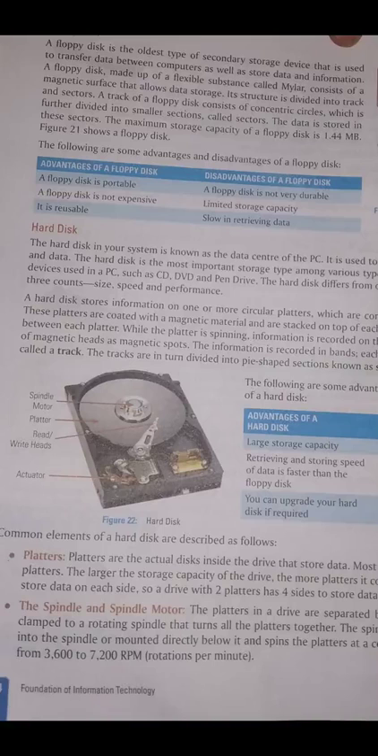And then there is the structure. In structure, platters, I have already told you that they store the data. They are disk-like structures. Then the spindle is there. What is a spindle? The platters in a drive are separated by disk spacers and are clamped to a rotating spindle that turns all the platters together.